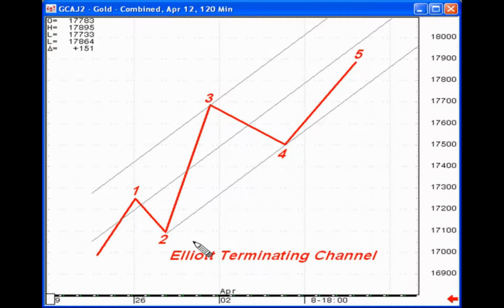Elliott's standard Elliott terminating channel, where you simply draw a trend line from the extreme of wave 2 to 4, take a parallel of that line off of wave 3, and that will tend to show you some resistance levels or an area for your 5th wave move up. So that's essentially the Kennedy channeling technique.